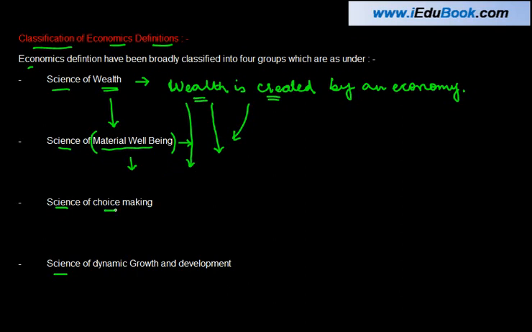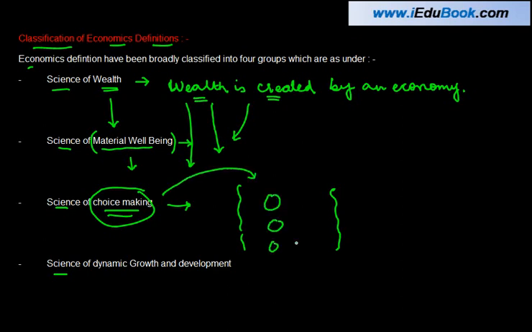The third set of definitions which came in said that while we agree that wealth creation and material well-being are important, economics is also, to a larger extent, a science of choice making, something which I discussed with you in the preliminary video. If you haven't had a chance to go through it, you can just go through it, which says that choice making is the fundamental of economy.